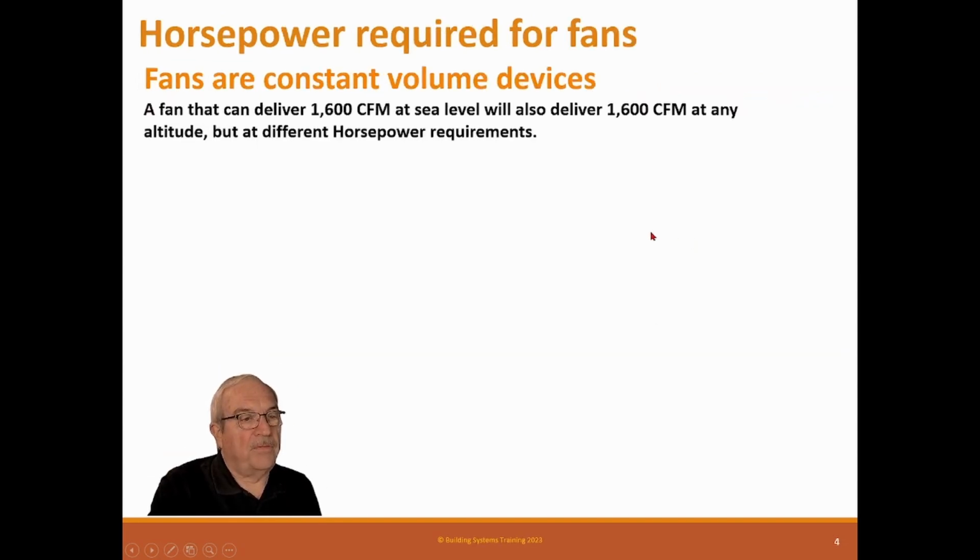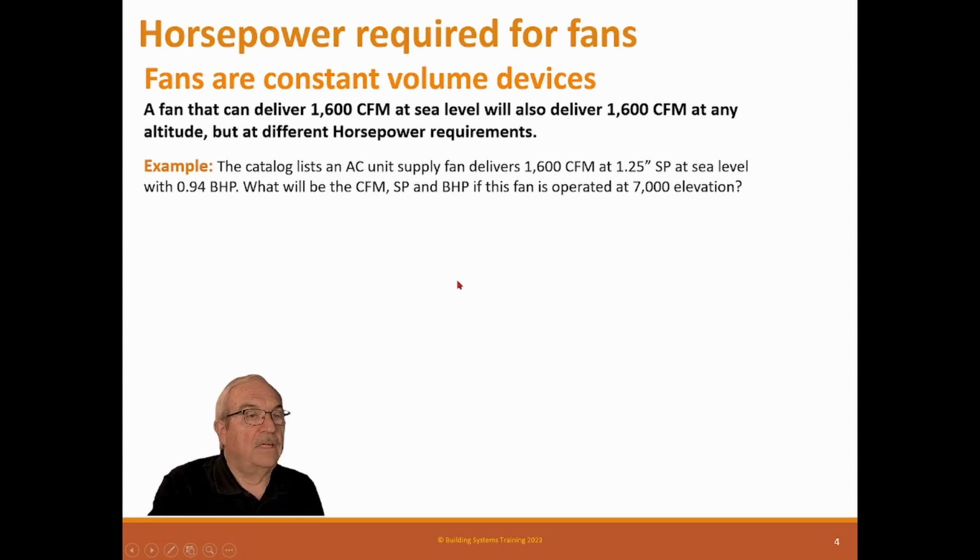So remember that a fan is a constant volume device. A fan that can deliver 1600 CFM at sea level will still deliver 1600 CFM no matter what the altitude is. But the static pressure and horsepower requirements will change in that fan as it moves up. So here's an example. The catalog lists an AC unit supply fan delivering 1600 CFM at 1 1/4 inch static pressure at sea level with a 0.944 brake horsepower. What will be the CFM, static pressure, and brake horsepower if this fan is operated at 7,000 feet elevation?